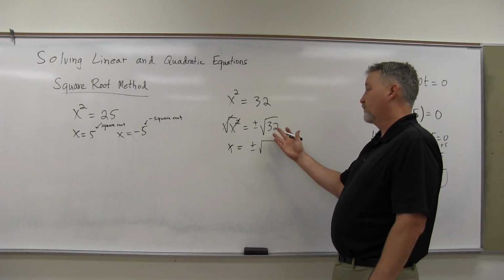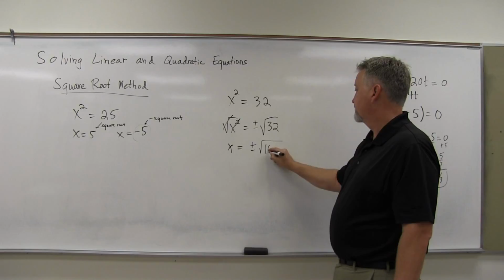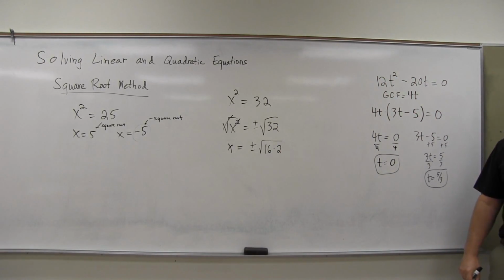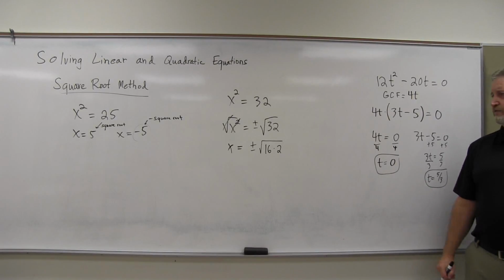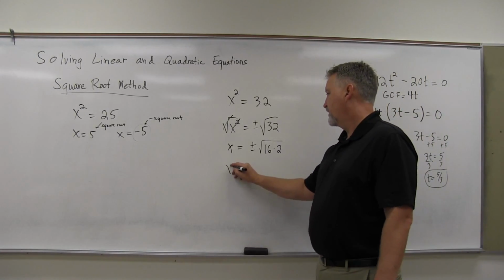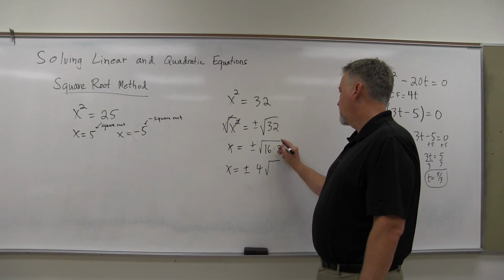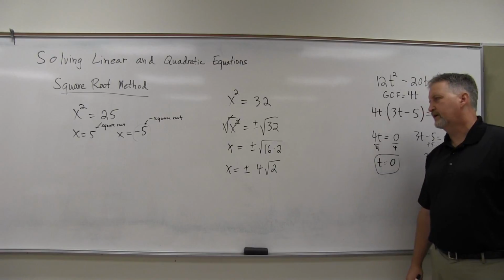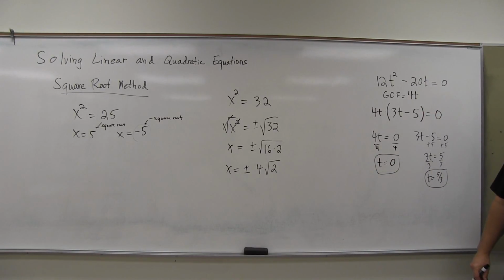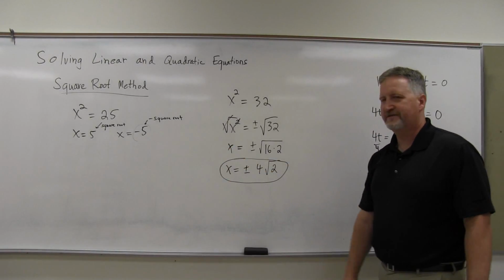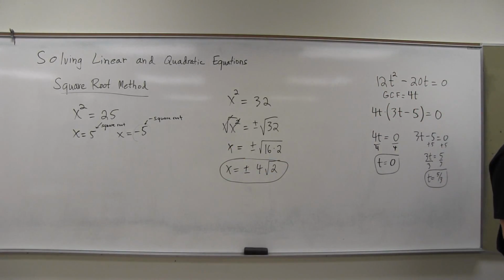In this case, 4 would work, but 16 is even better. 16 is a factor of 32, so we're going to break down 32 as 16 times 2. Well, we've got the square root of 16 times 2, and that's why we look for the perfect square factors. We've got the square root of 16, which is 4, and then, of course, the square root of 2 can't be simplified, and so that would probably be the way they would want the answers represented. Okay? Square root method.